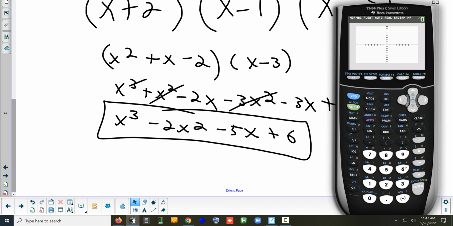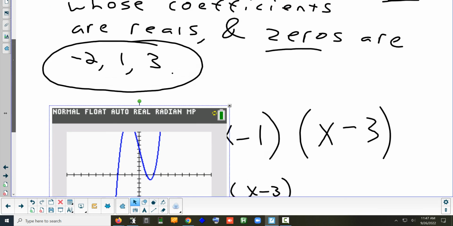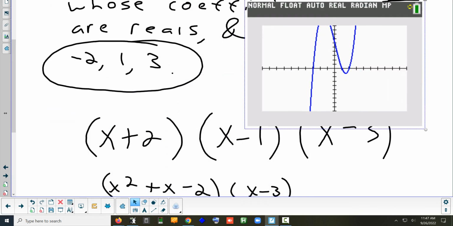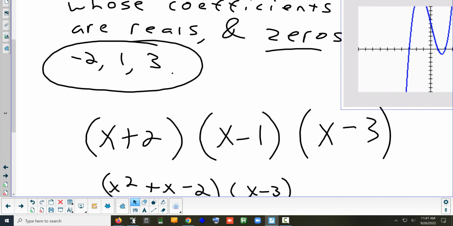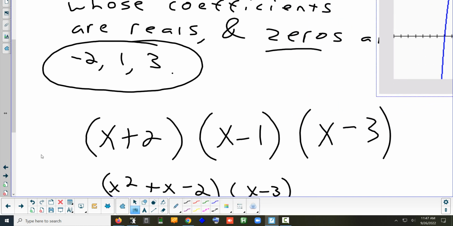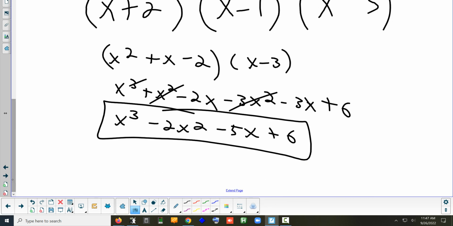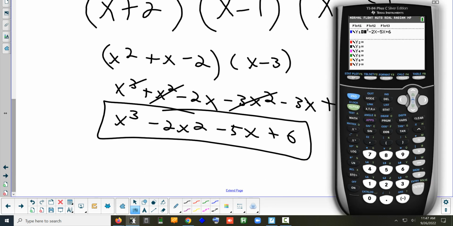Since it's crossing at negative 2, 1, and 3, standard window is fine. Let's see if those values match up. Does it look like it crosses at... No. Why did I switch them? Let's see what happened here. I must have foiled it wrong. So x plus 2, x minus 1, x minus 3. That is correct. Actually, let me make sure I typed in our answer right. That would have been a stupid mistake. Always check to make sure you type the answer in right first. Okay, let's try that.